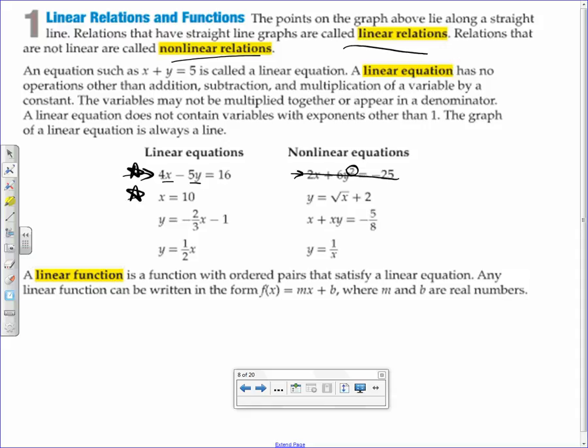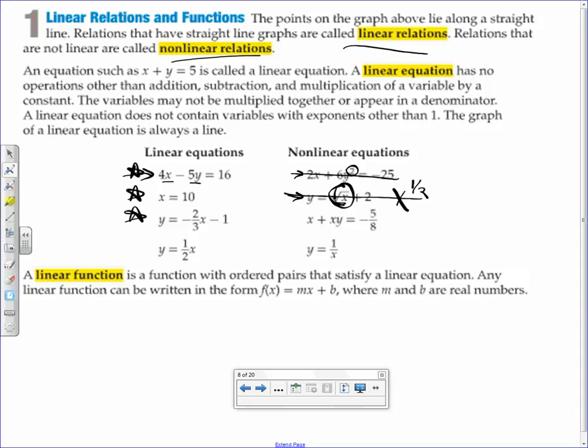Look at this one. Notice you've got the square root of x. Later on this year, you're going to learn how to actually write this as x to the 1/2 power. So you'll notice the x has something other than just the first power. That's what's keeping this from being linear. It's nonlinear.